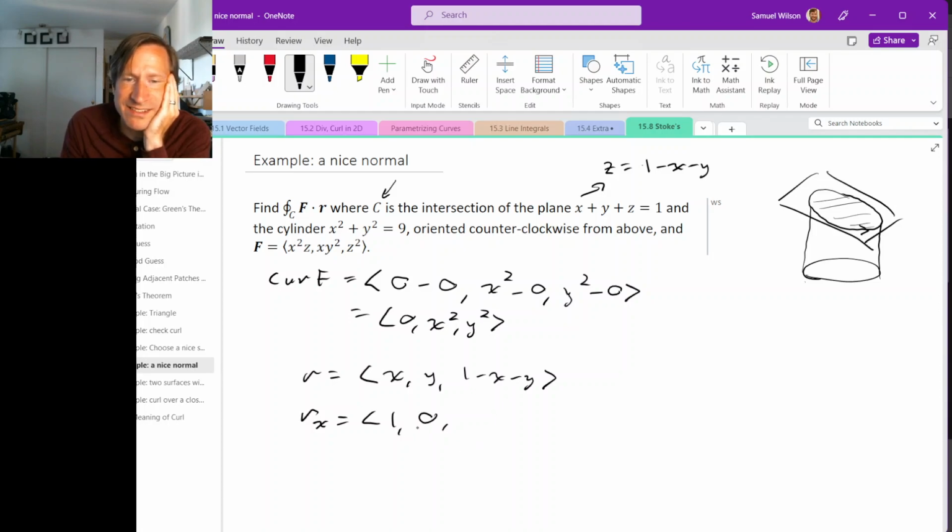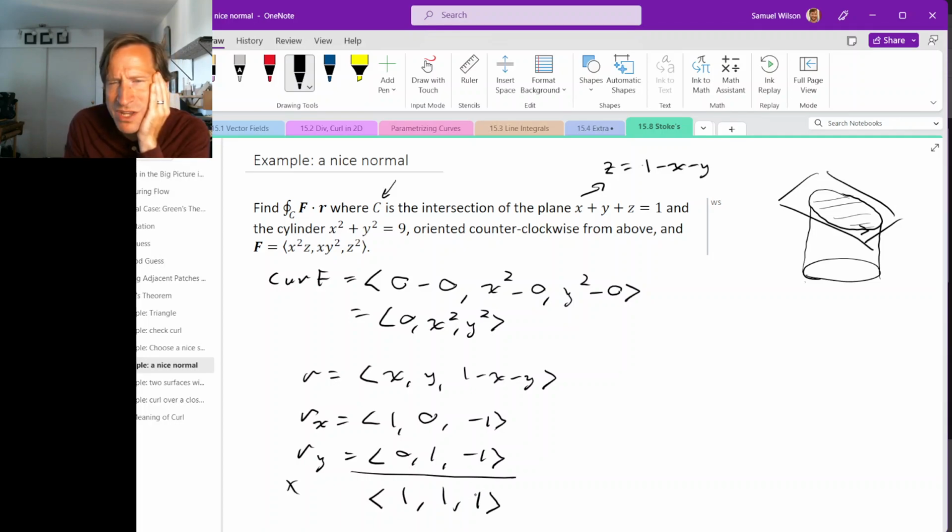the derivative with respect to x is 1, 0, something, and that's going to be minus 1 in this case. Derivative with respect to y is going to be 0, 1, something, and this partial derivative is minus 1 again. And then the cross product is going to be 1, 1, 1.